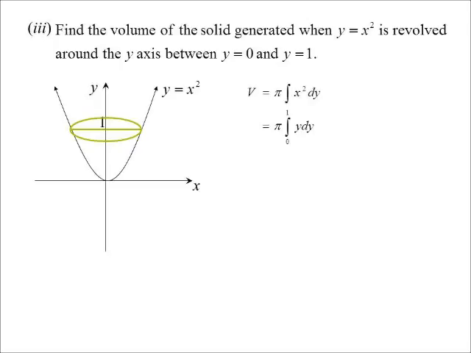Pi times the integral of x squared dy, because we're going around the y-axis. Why the y? Add 1 to the power over the power, so y squared on 2. We're going from 0 to 1, and there we go. Units cubed, of course, because we're talking about a volume. So pi on 2 units cubed.